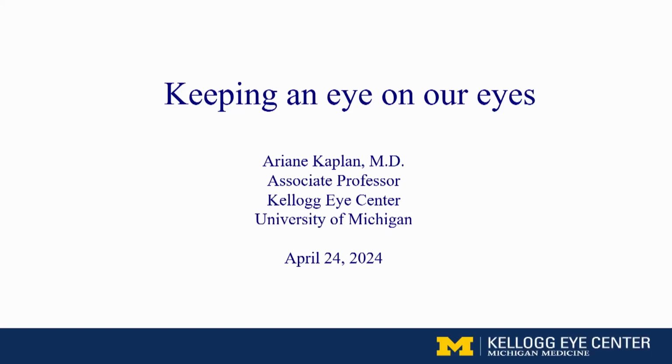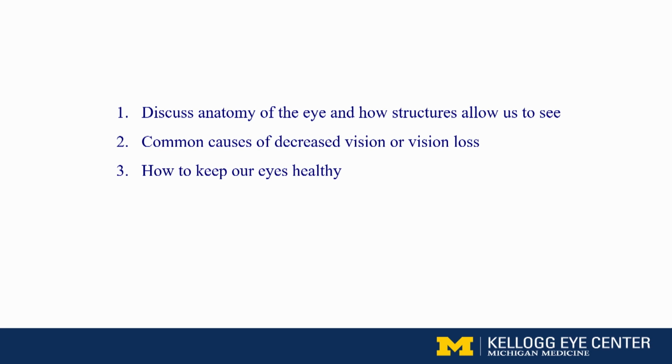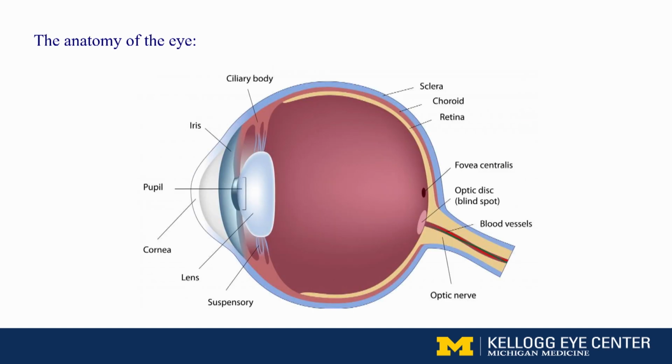So today I'll be talking about our eyes and some of the conditions that we like to monitor for as we age. But it's important to get a good understanding of the eye. So I'll talk about the anatomy of the eye, the structures, and how we use our eye to see. We'll talk about common causes of decreased vision, as well as common causes of vision loss, and then just generally how to keep our eyes healthy.